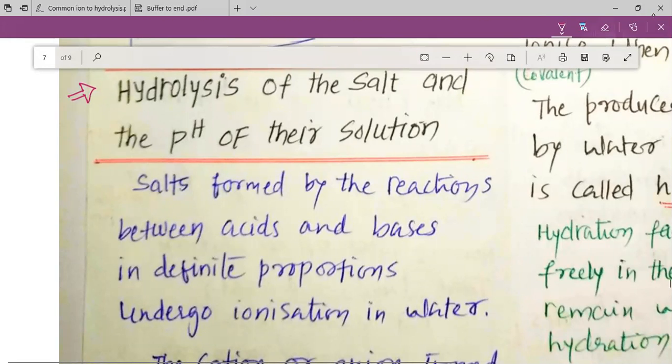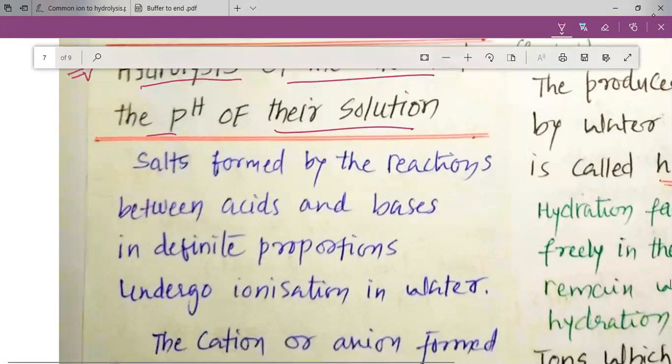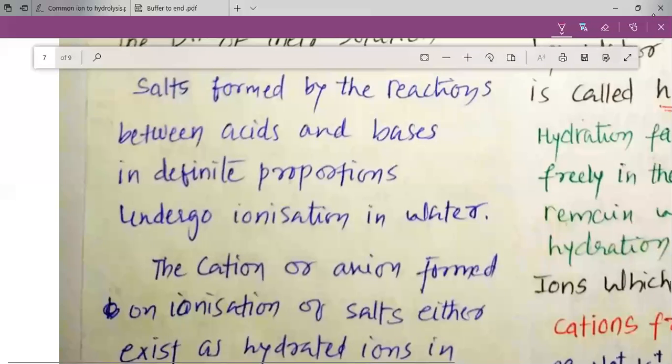Yes, sir. Thank you. Okay, then let us now see some new topic, which is known as the hydrolysis of salt and pH of their solution. It is very interesting. Let us study it well.